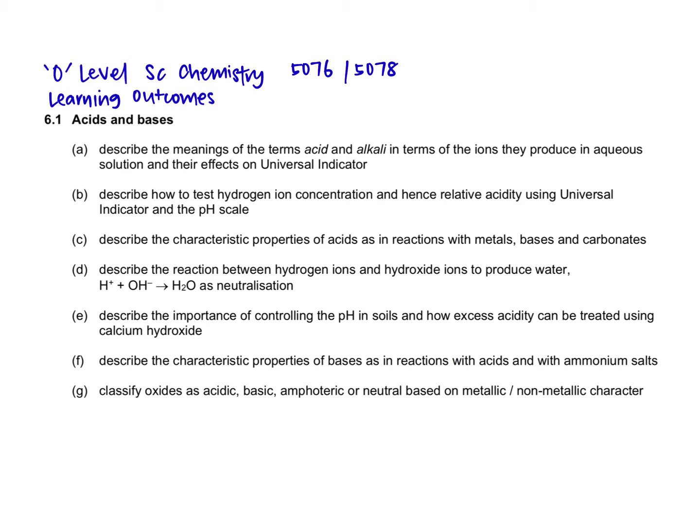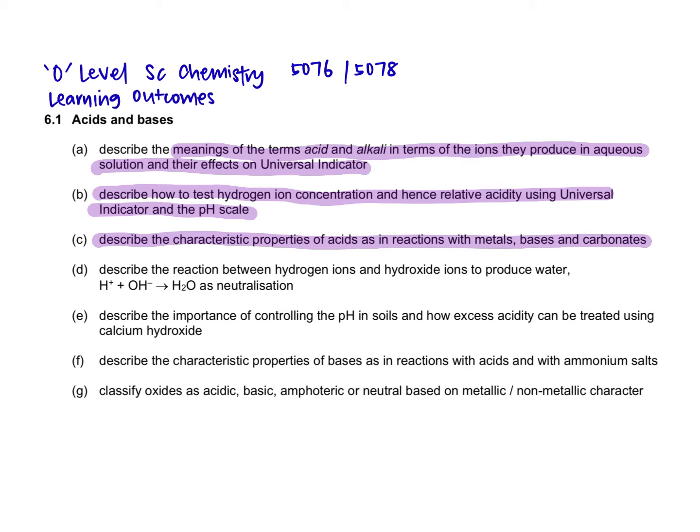This is the O-level science chemistry learning outcomes under paper 5076 or 5078, which is physics chemistry or chemistry bio. Describe the meanings of the term acid and alkaline in terms of the ions they produce in aqueous solution and their effects on universal indicator. Describe how to test hydrogen ion concentration and hence relative acidity using universal indicator and the pH scale. Describe the characteristic properties of acid as in the reaction with metals, bases, and carbonates.